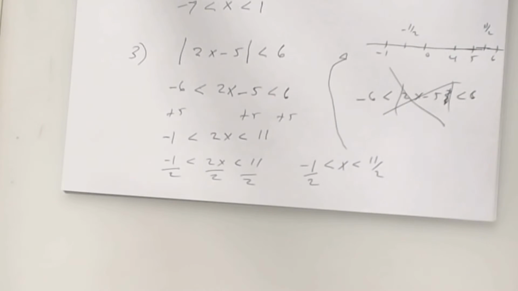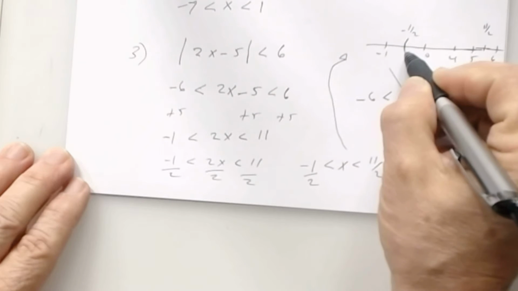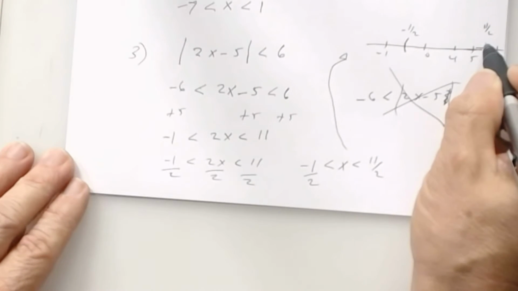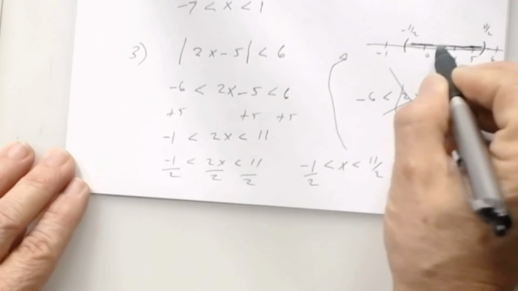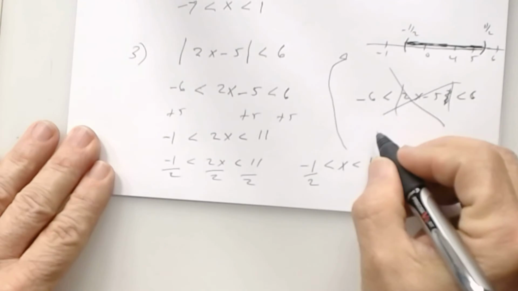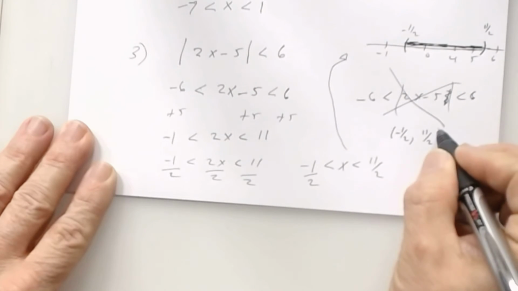For -1/2 and 11/2, I need what? Parentheses. So make sure you put the parentheses on -1/2 like this, okay? And make sure you put parentheses on 11/2 like this. And what else do I do? Shade between them. And so what's the interval notation? Parentheses, -1/2, comma, 5.5, or 11/2, parentheses. Okay?